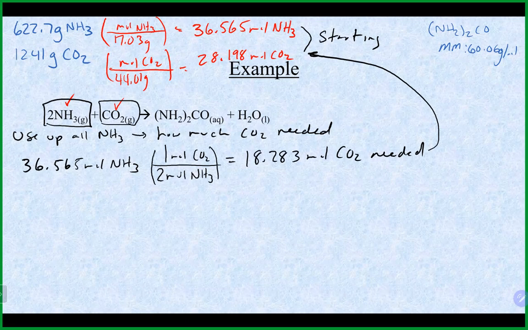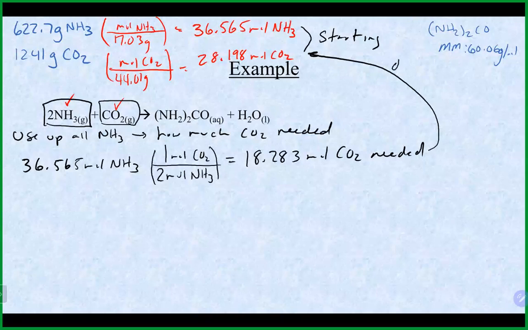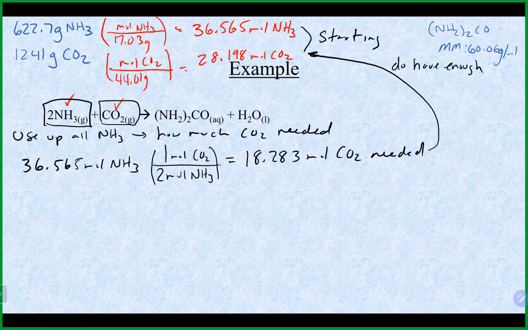And because I have enough, that means that the CO2 is our excess reagent. So I do have enough. And once again, that tells me CO2 is the excess. And as we talked about last time, by default, the other reactant will be our limiting reagent. So you don't have to actually go back and do the second calculation or anything like that. We know for sure that that guy's going to be the limiting. Any questions on that?